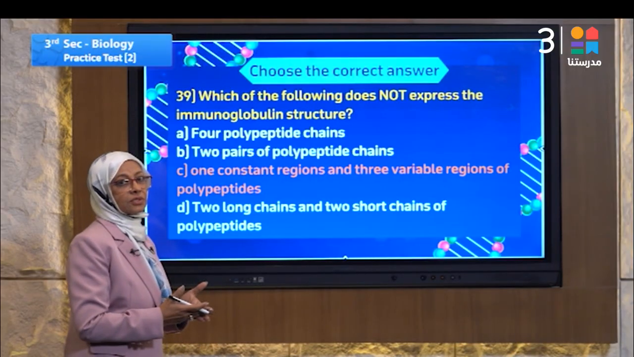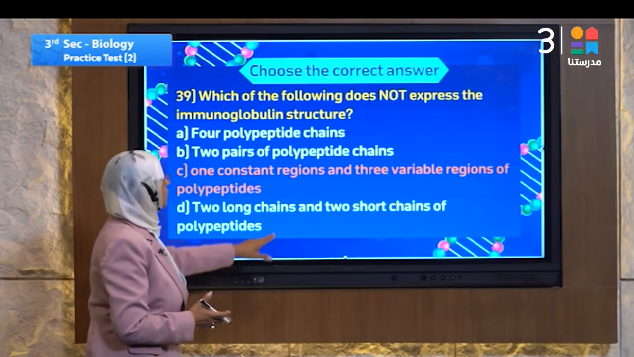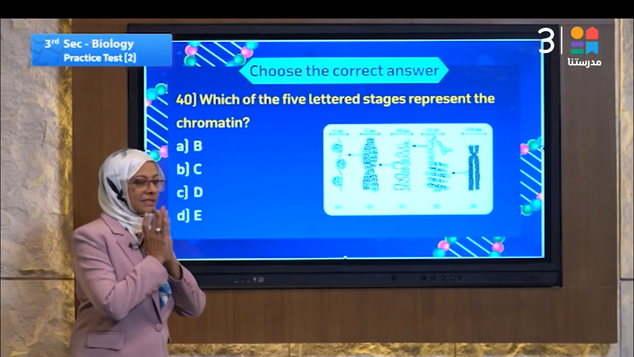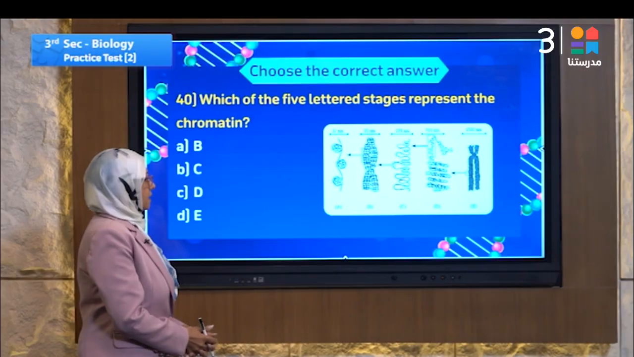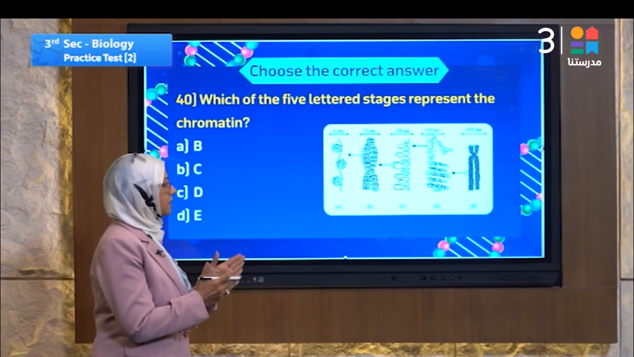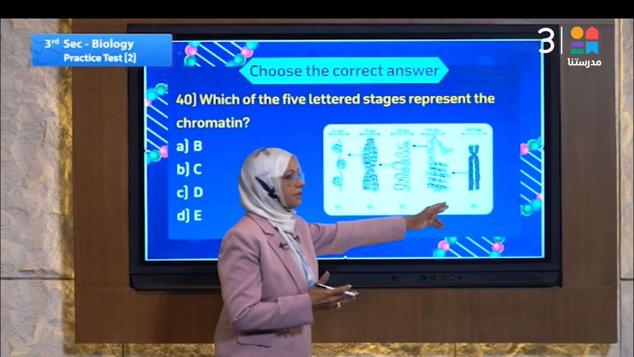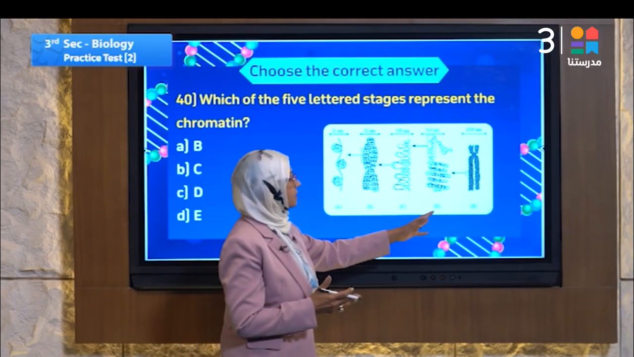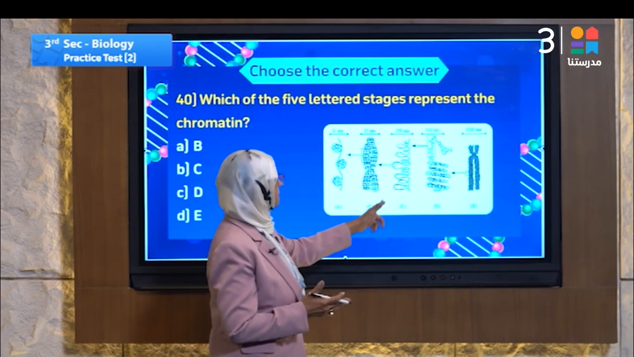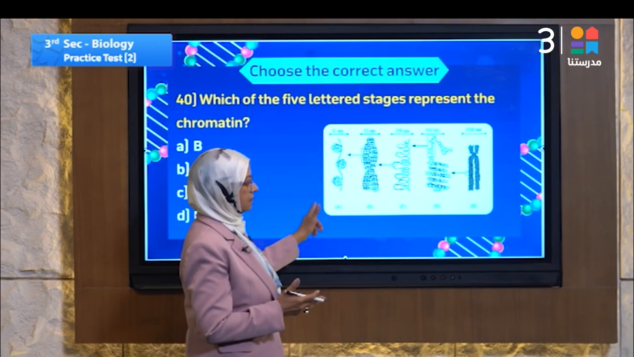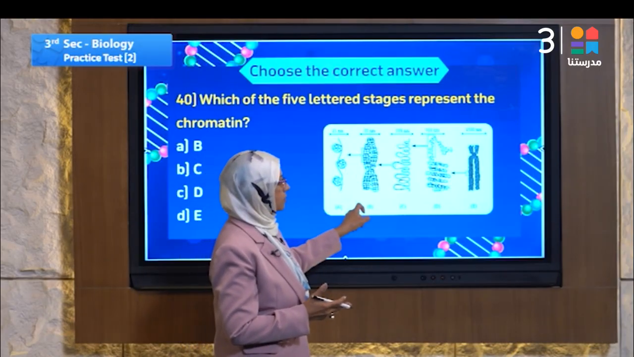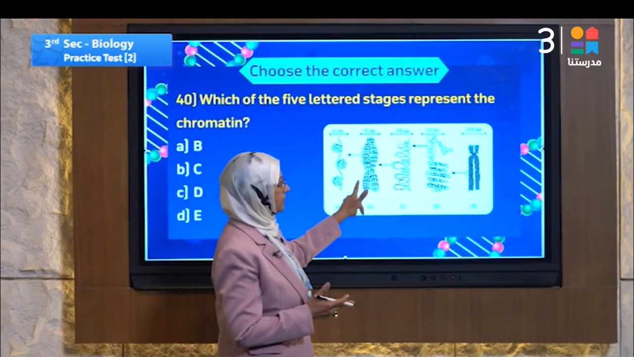That's the answer, 39. Let's go to 40. 40 is a figure. Let's study the figure. By my vision, that's a chromosome. The chromosome consists of condensed parts of chromatin. That's the chromatin, the DNA coiled on a histone, and the condensed parts of DNA coiled on a histone.